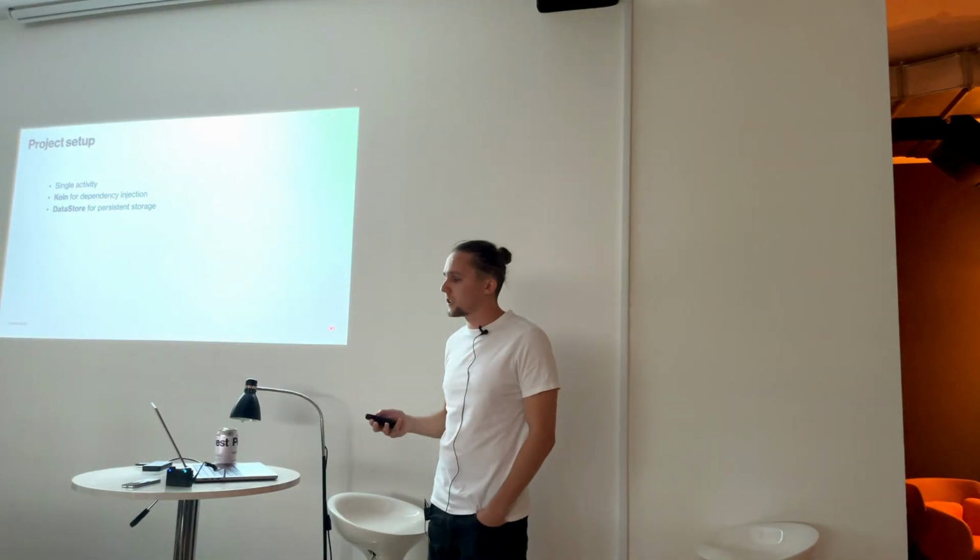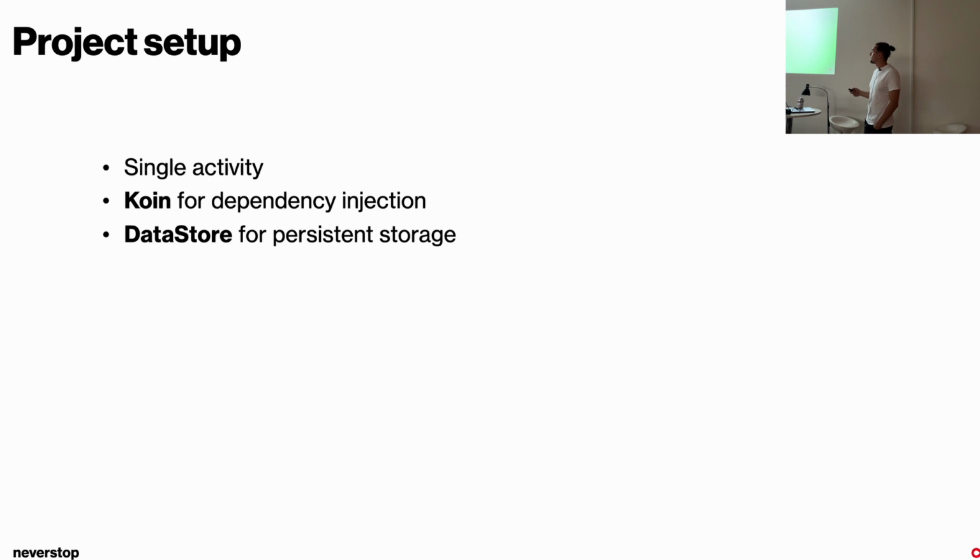First, the project setup, just a quick overview. We only use a single activity, so no fragments at all. There's just a single activity and a bunch of composables under it. Then we use Koin for dependency injection and DataStore for persistent storage. That's not that important for this presentation, but I wanted to mention it because you're going to see later that some view models are injected, and we use Koin for that.